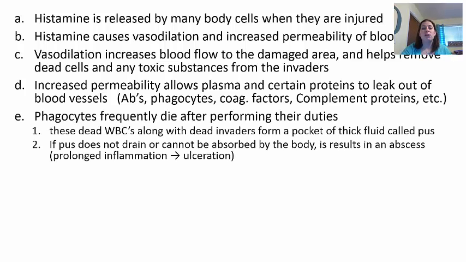The phagocytes frequently die after they perform their duties. Once they kill off the invader, they also die. Now, these white blood cells, along with the dead invader, they could form a pocket within the skin a lot of times, and this is pus. Okay, so when we see pus in an area, that means that our white blood cells have done their job, they've gotten rid of the invader, but there's been an accumulation, which is the pus.